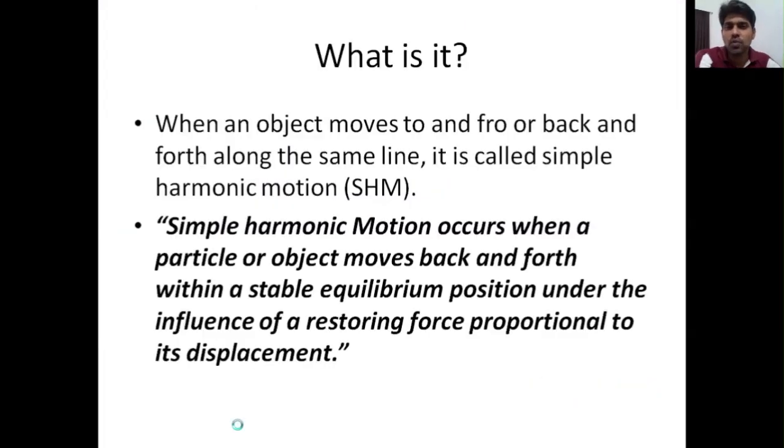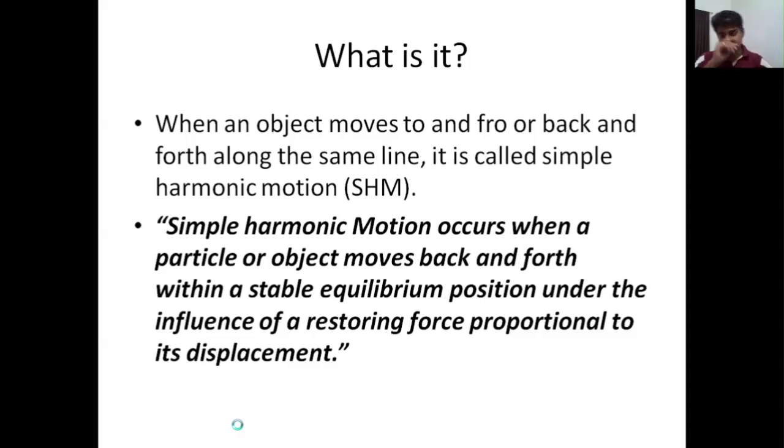So what is it? That's the very first thing we want to know. When an object moves to and fro or back and forth along the same line, it is called simple harmonic motion. So when an object is moving back and forth in the same line, we call it simple harmonic motion. For example, a fan is rotating, so the path the fan follows is the same. It is going to follow the same path, so it is also called simple harmonic motion.